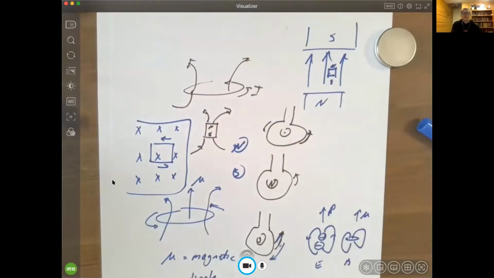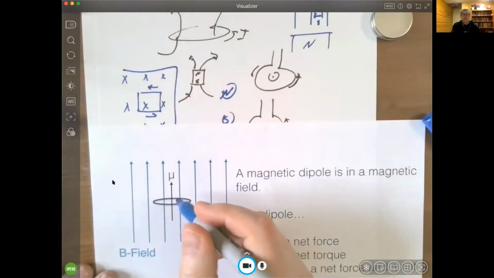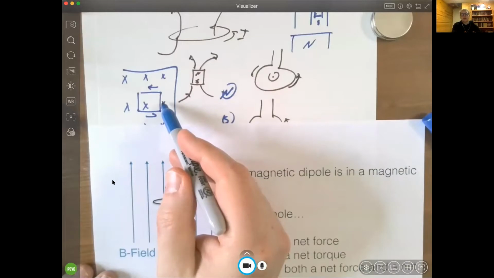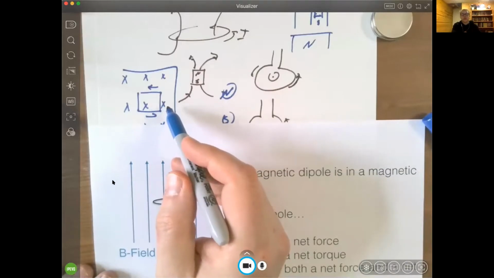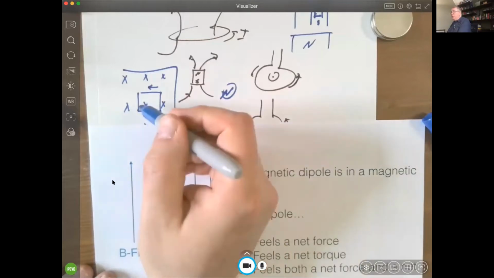So for this, the way I concluded is that if the magnetic field is going perpendicular, straight through the plane of our loop, that's where there's no net force and torque, right? There's no net torque, yeah. In fact, there's never a net force.